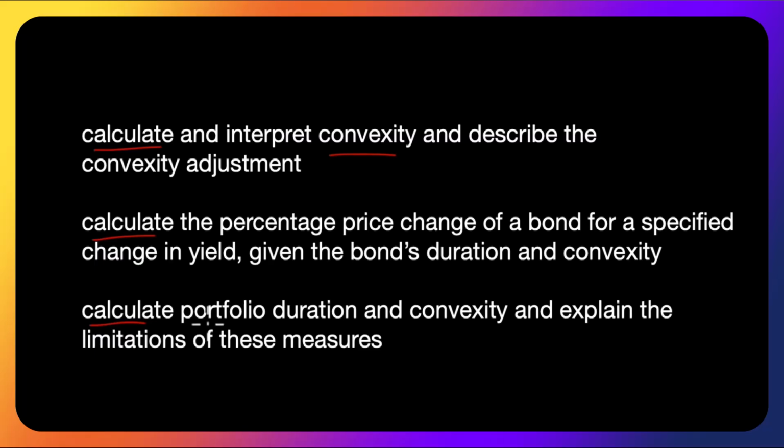Difference down here is we're looking at portfolio duration. So in other words, you have bond 1, bond 2, bond 3, etc., all with different durations and convexities. Well, how do you calculate the portfolio duration?